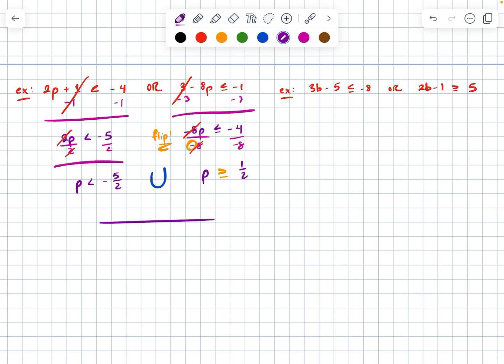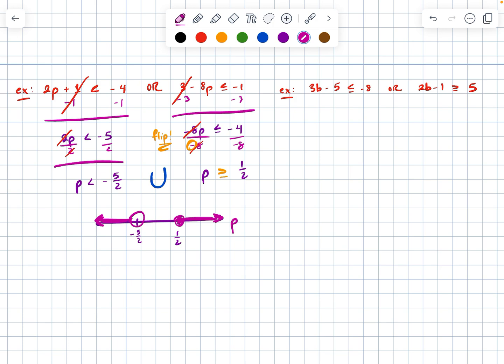From here, let's graph it. So I've got two cases. Either I've got something to do with this negative 5 halves, or I've got something to do with this 1/2. If I'm less than negative 5 halves, around that negative 5 halves, no or equal to, I get an open circle. And then if I'm less than, I need to go off to the left. And then this 1/2, so I'm greater than or equal to gives me a closed circle around the 1/2. Then if I'm bigger, I need to go off to the right.